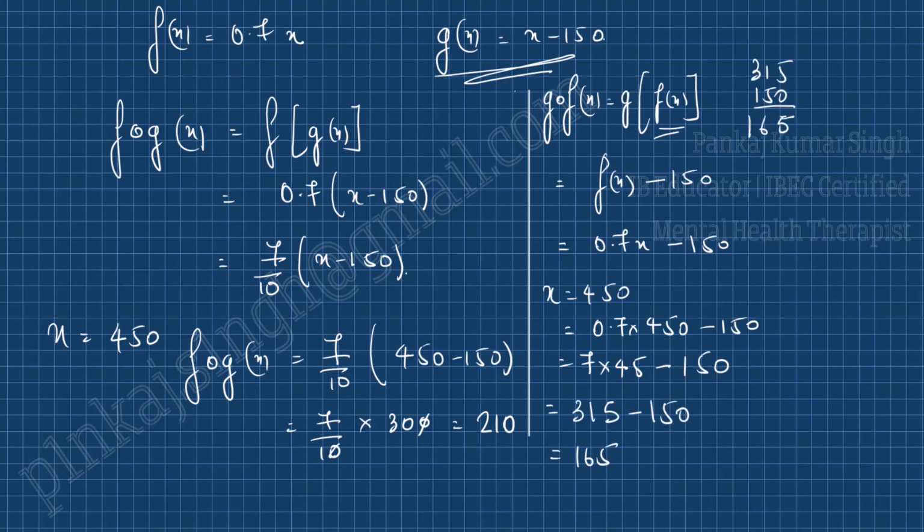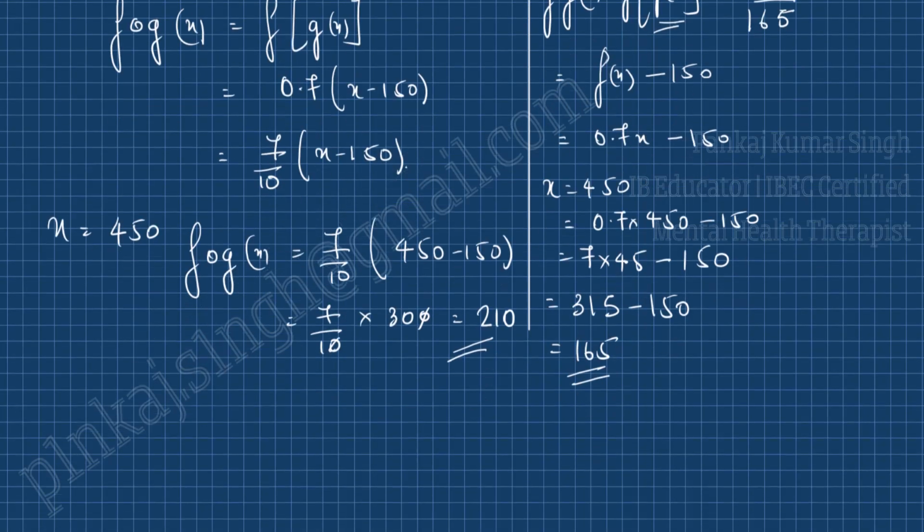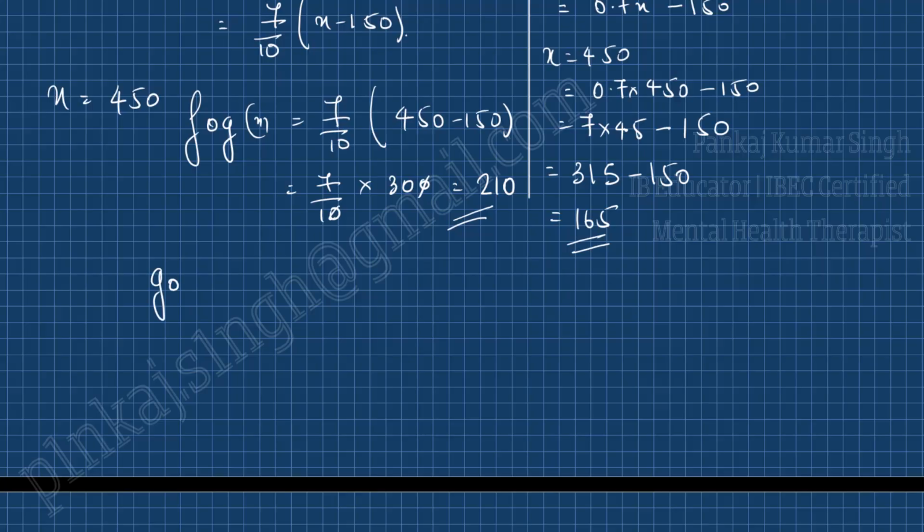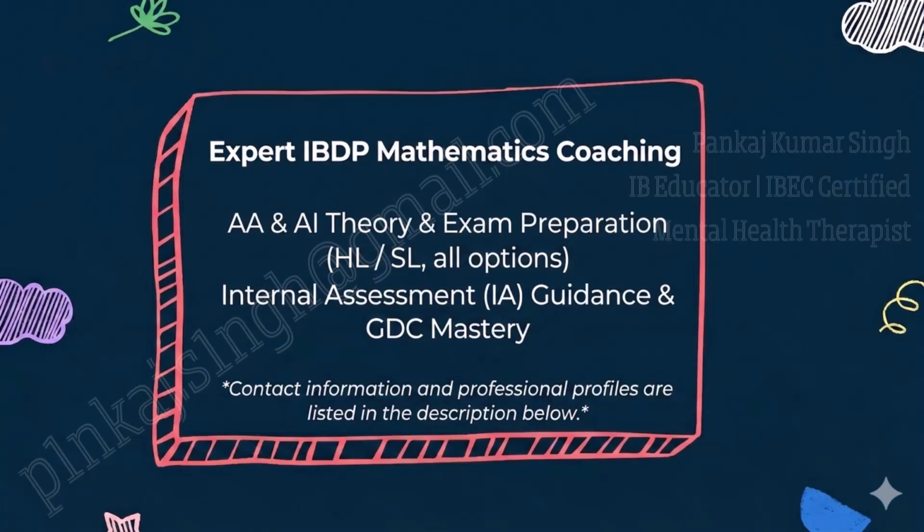Now looking at the scenario, which is the better bargain? 165, of course, looks like a better bargain, which is getting a 30% discount and then another 150 dollar discount. Hence, I would conclude by writing that g of f of x is better, obviously for the customer and not for the seller or the store. That's it for this question. Thank you.